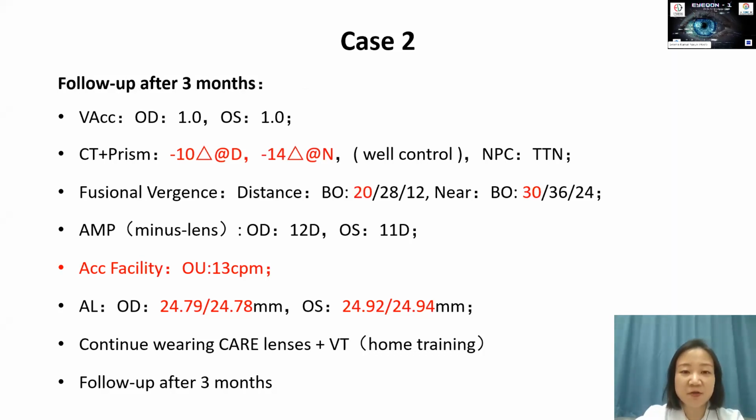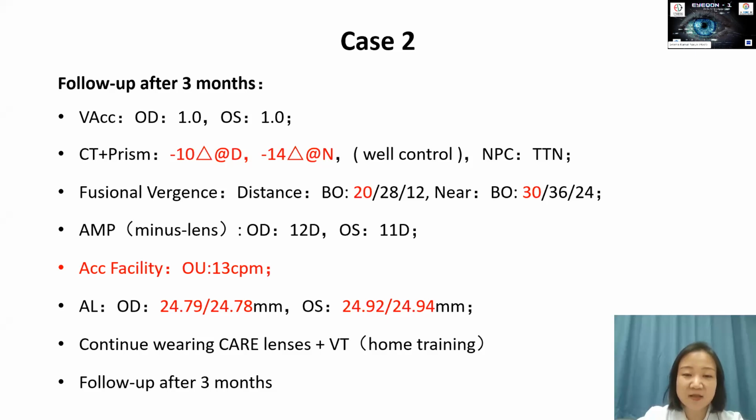Let's review the follow-up examination after 3 months. The patient's visual acuity still remained stable throughout the process of treatment. The amount of near strabismus decreased by 2 prism diopters compared to before, indicating improved fusional control ability and further expansion of the fusional verging range, and conformed to the shared rule. Accommodative function remained within the normal range, and there was still no growth of the axial length.